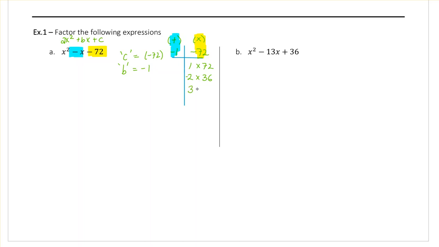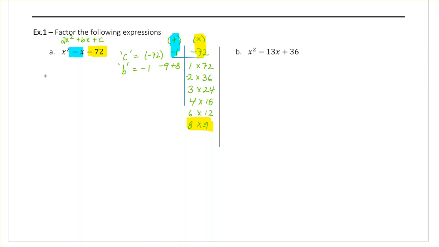Keep going. 3 times 24 is also equal to 72. 4 times 18 is equal to 72. 6 times 12 is equal to 72, and 8 times 9 is equal to 72. This one, or these two magic numbers, 8 and 9, are of particular interest. Well, if I have negative 9 and positive 8, that will equal negative 72. If I have negative 9 plus 8, that also equals negative 1. So these are the two magic numbers that I'm looking for. They multiply to negative 72 and they add to negative 1.